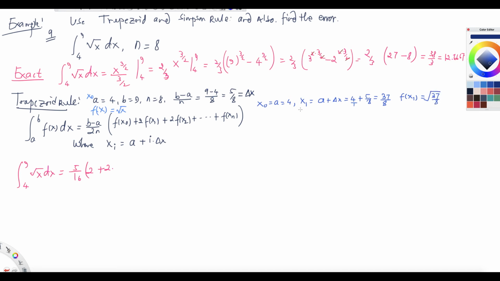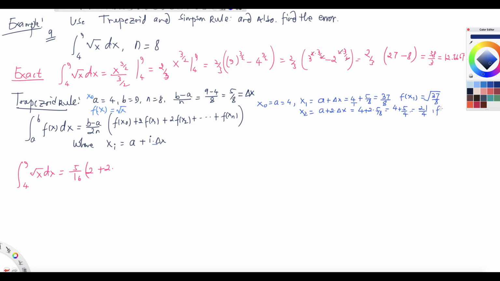Similarly, find x2. x2 will be a plus 2 times delta x, because I'm using that formula. So that will be 4 plus 2 times 5/8. So that will be 10 over 8, which is the same as 5/4. Sorry, 5/4, not 4/5. So 4 plus 5/4, and if you do that you will get 21 over 4.